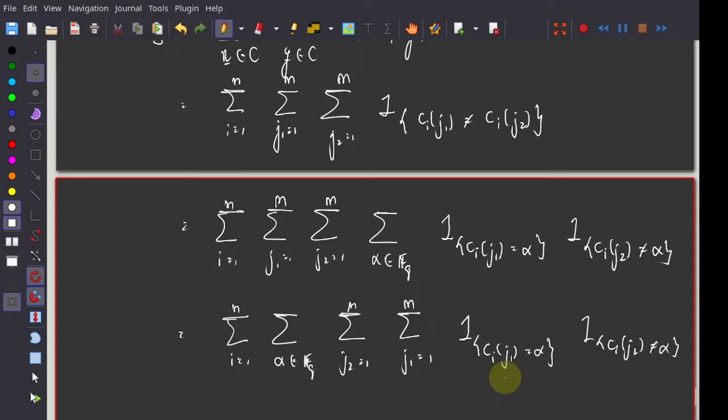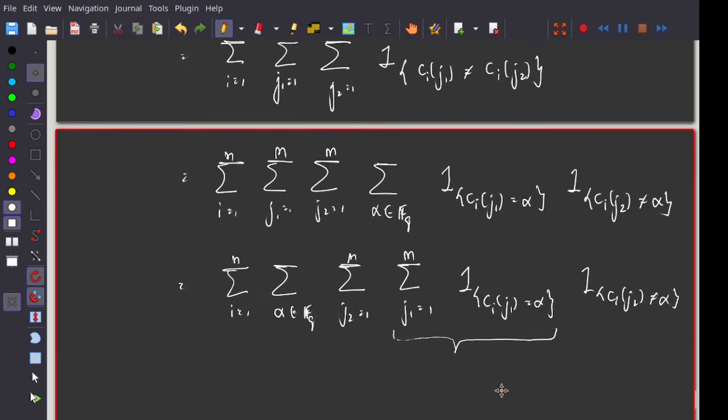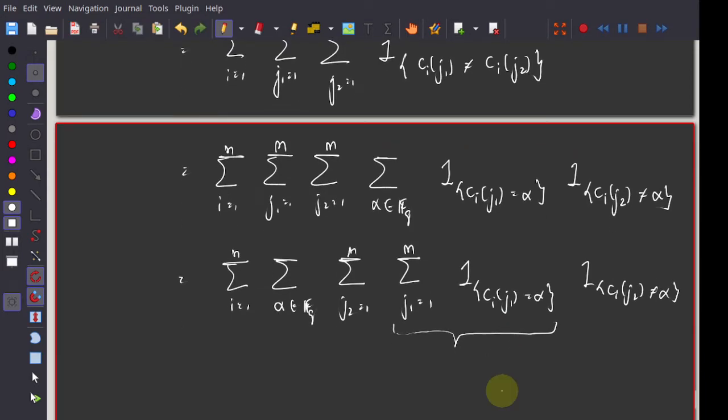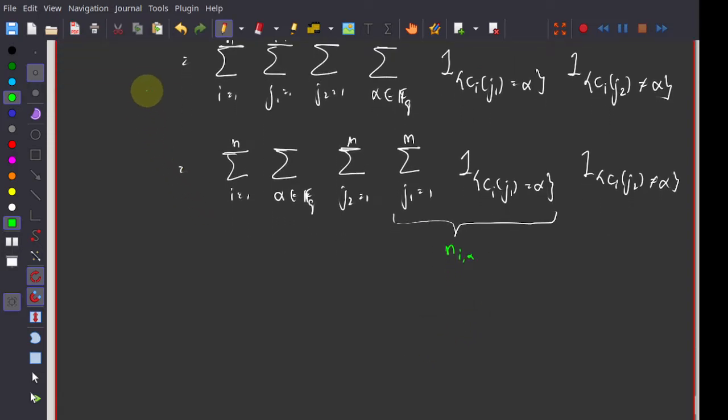Okay, so I'm focusing on the ith coordinate. What is this quantity equal to? That is basically n_i alpha, right? In this, I'm basically counting the number of code words for which the ith coordinate is equal to alpha. This is just n_i alpha. Okay, that seems to have simplified things a little bit.